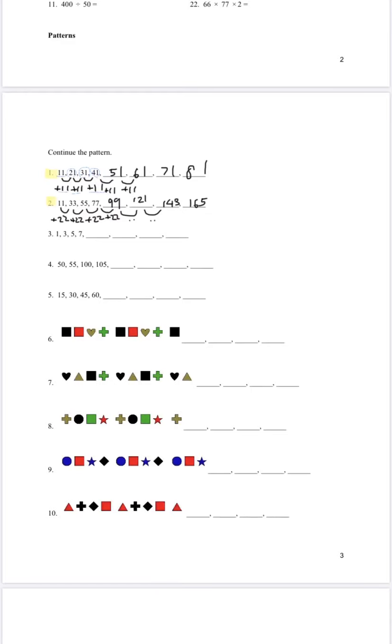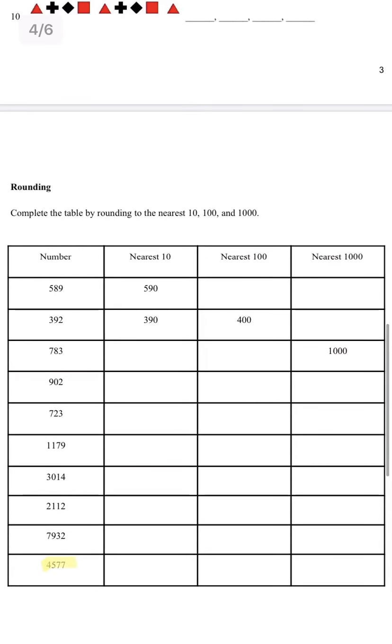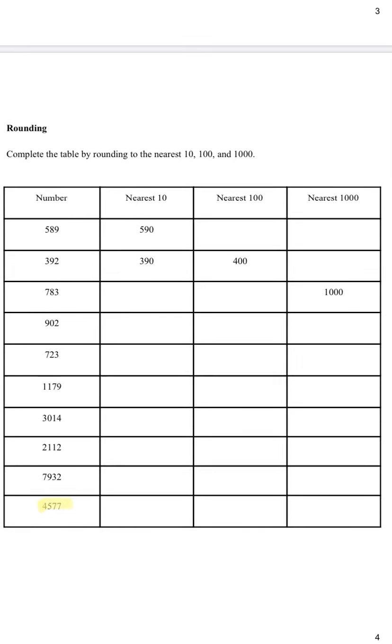So finish your patterns and let's move on to roundings. It says complete the table by rounding to the nearest tens, hundreds, and thousands. So let's look at the last number, which is 4,577. Okay, so nearest 10, nearest 100, nearest 1,000.